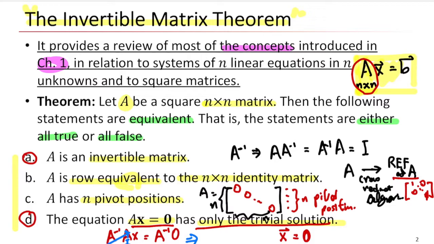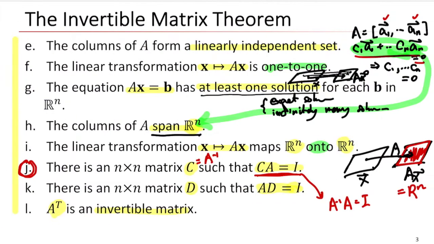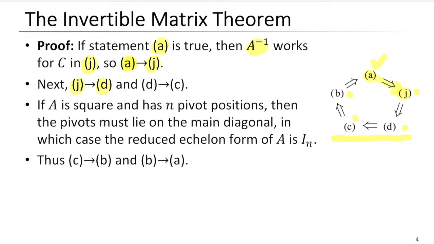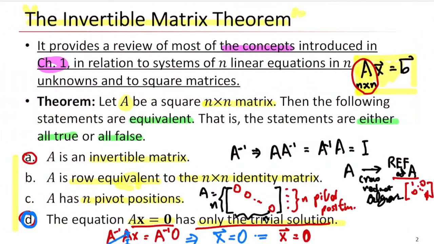So it means that X is just 0, right? The same, right? So it means that J implies this statement. So we found the link from J to T. What about T to C?